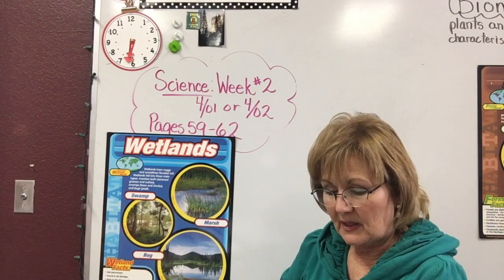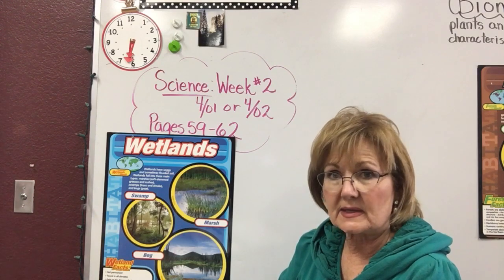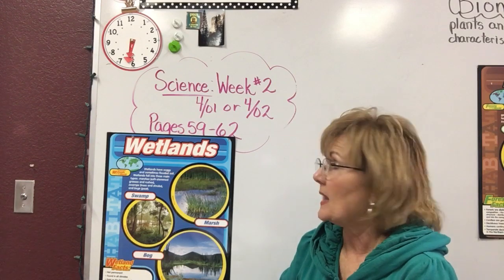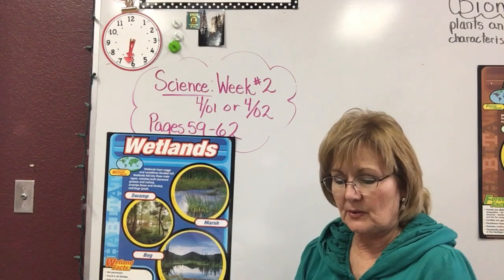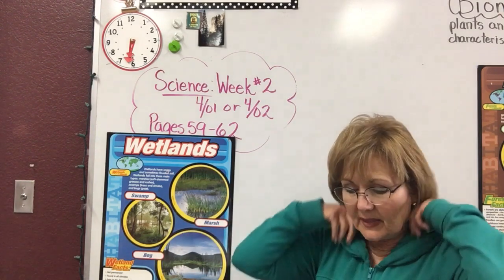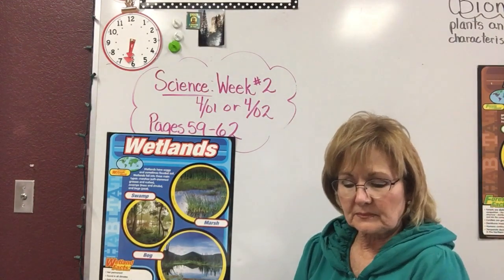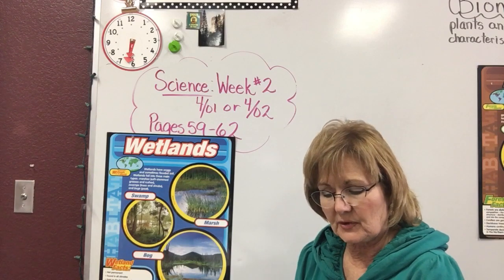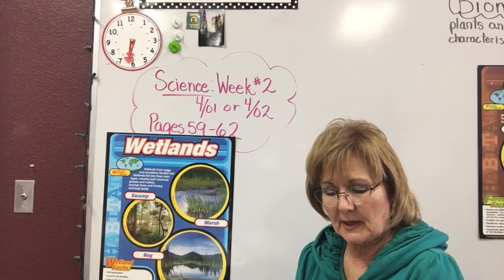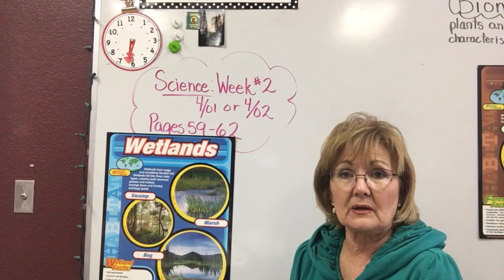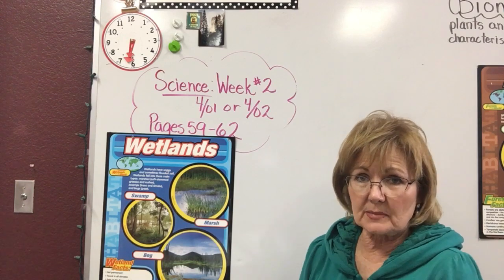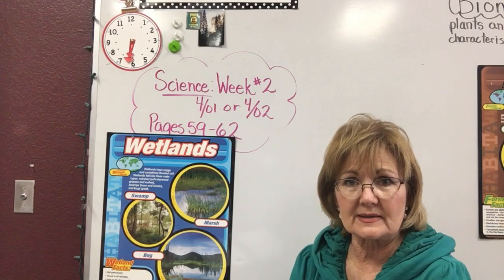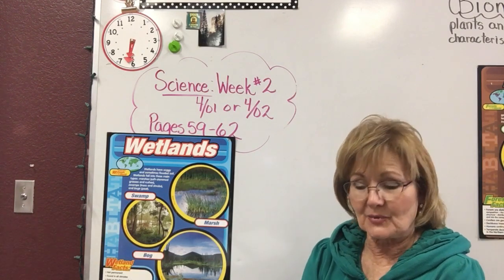So, page 59 in your science packet says freshwater and wetland regions, okay? So, why don't we read that together? A freshwater region is a habitat that has a river, lake, pond, or stream with little or no salt in the water. So would an ocean be included in that description? No, why not? Because an ocean has a lot of salt, you're right.